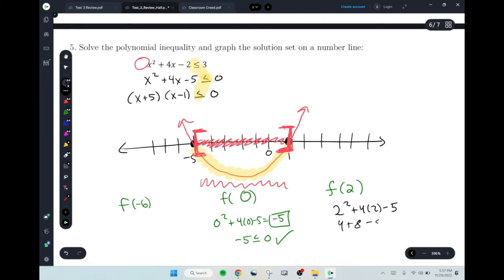4 plus 8 minus 5. 12 minus 5, that's 7. Is 7 less than or equal to 0? Nope. So nothing over here gets shaded.